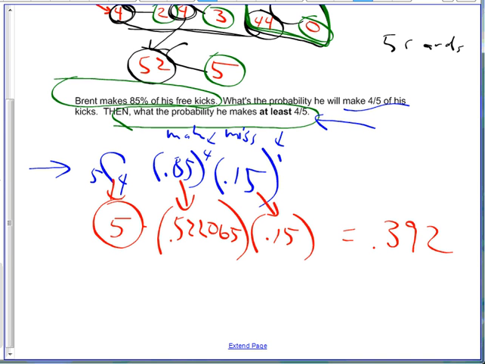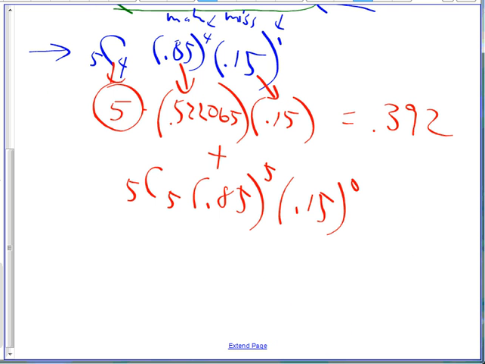Okay, the other one we had was 5C5, 0.85 to the 5, 0.15 to the 0, and I really shortened that up a lot because I know what that's equal to. What's that? 1. If you just type that in your calculator, you're wasting time because a C question just comes out to 1. If it was a P question, that you'd need the calculator for. 5P, 5 is like 5 books. How many arrangements can I have? It's a number. This one's just 1.